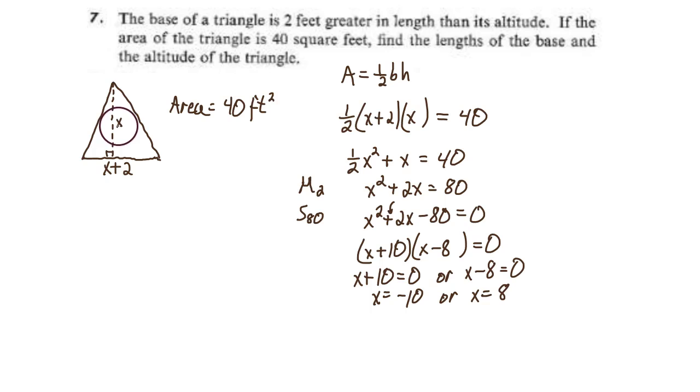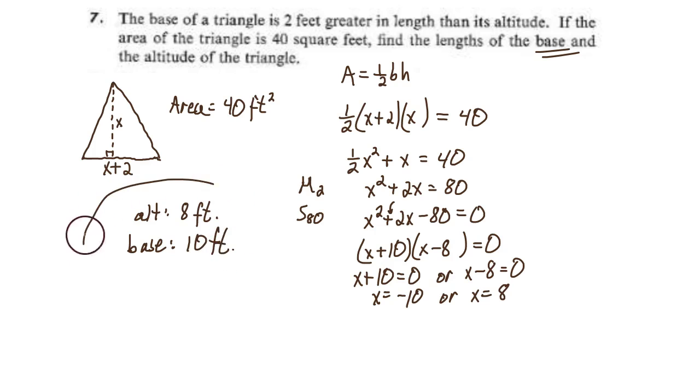Heights cannot be negative numbers. But it can be an 8. And so our answer for the height, also called altitude, is 8 feet. But we were also asked for the length of the base. And so the base is x plus 2, or 8 plus 2, which is 10 feet. It's really important you take your answers and check them against the context of the question, or else it's likely we would forget to find the altitude and the base.